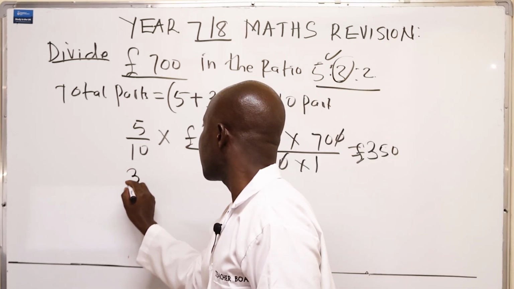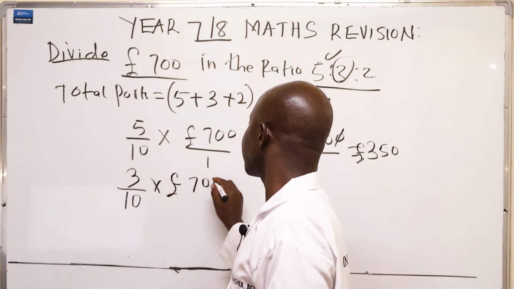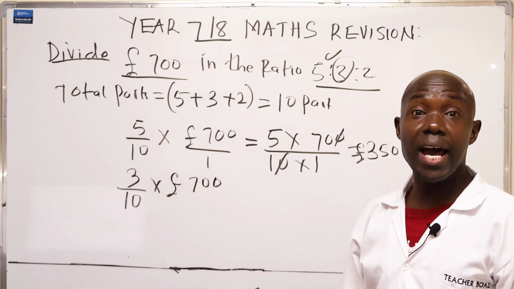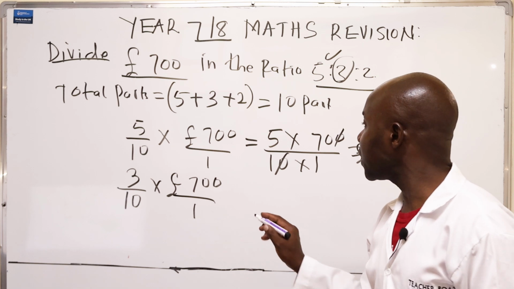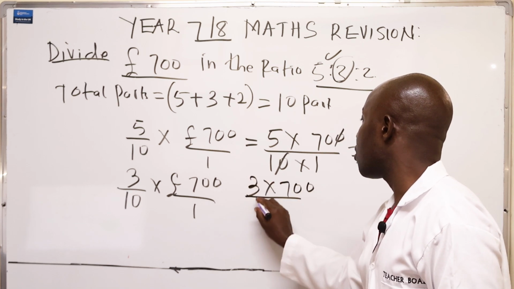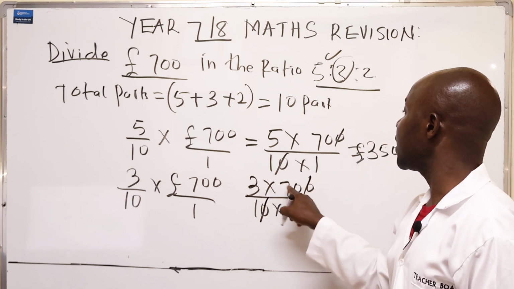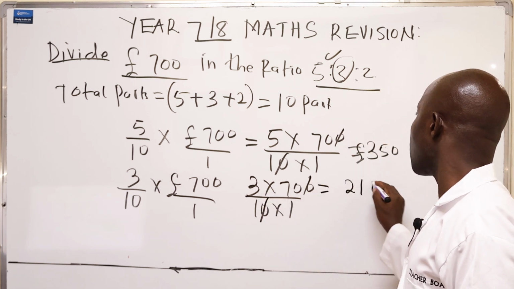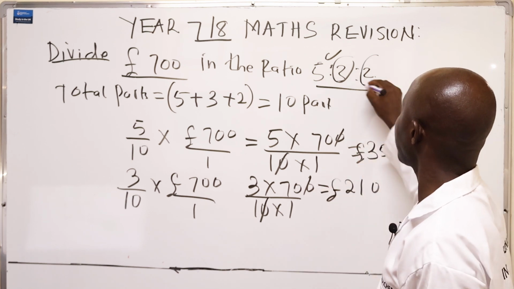You take 3 out of the total parts 10. You multiply by what? By $700. And you conduct the same. You put the whole number over 1. Then you multiply the numerators. 3 times 700 over 10 times 1. The 0 will go. 3 times 70 we get 210 what? Pounds. Then lastly, part 2.